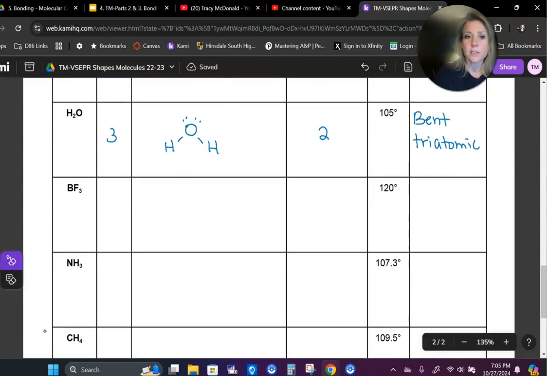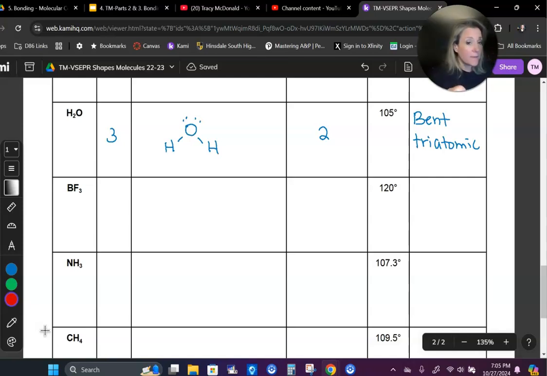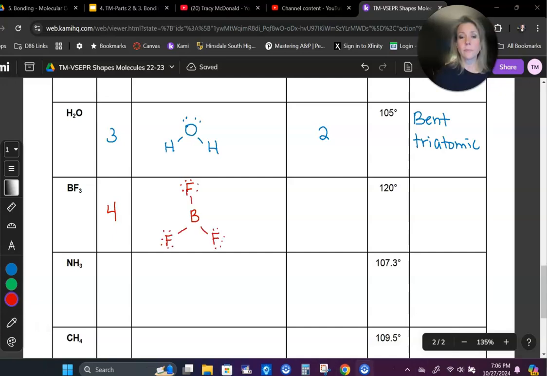All right, let's take a look at our next one. This is BF3, and this one has 1 boron and 3 fluorine. Bingo, leave it. And I have 3 fluorine atoms. So here I've got 4 atoms. My least abundant atom is boron, so that's going to go in the middle. And then all around, I have my fluorine atoms. All right, so here is my electron dot structure for boron trifluoride.